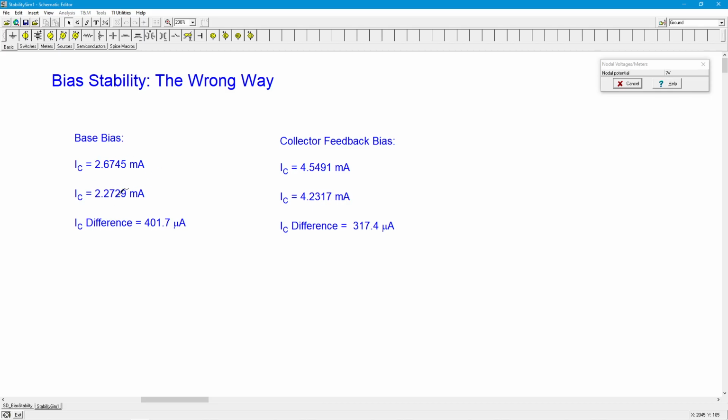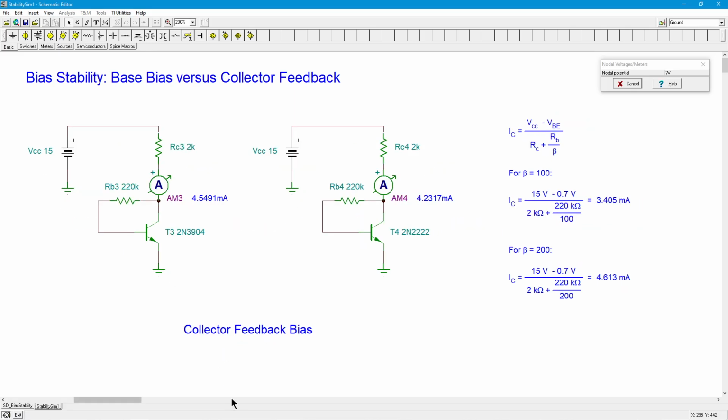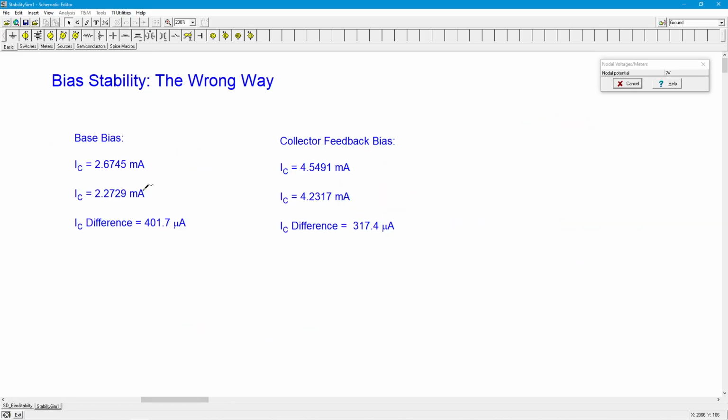Take the two currents for the one, two currents for the other, and figure out what the change in current is. So for the base bias, let's go back to the first circuit. We had 2.67, 2.27. Just subtract the smaller from the larger, and we get a little over 400 microamps of difference.